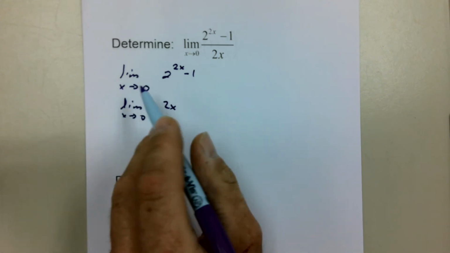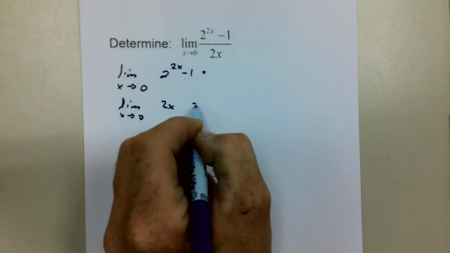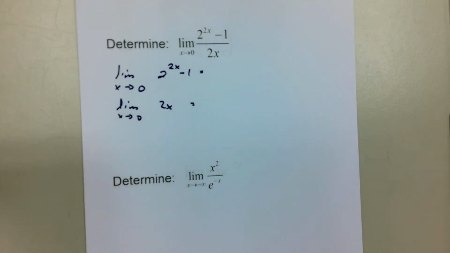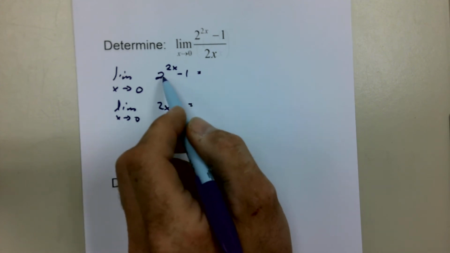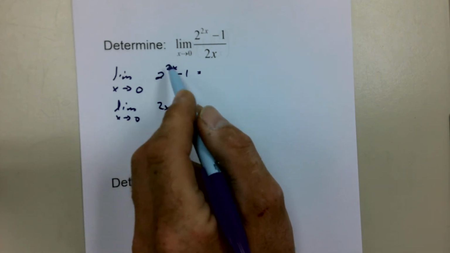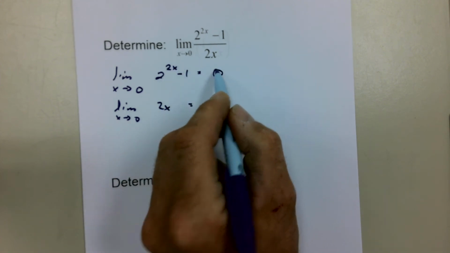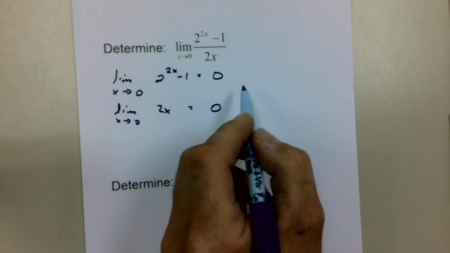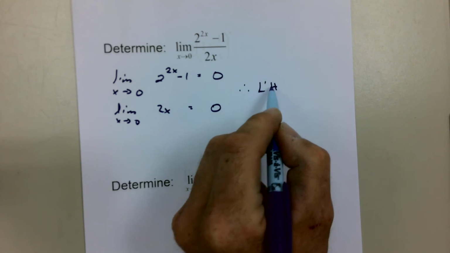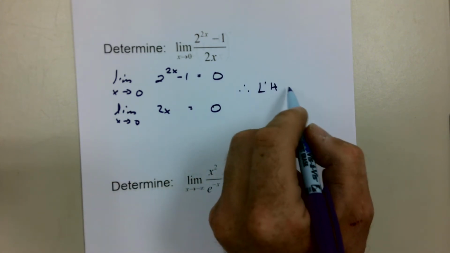Again, remember, we're going to show these two very important pieces to show that the limits are either 0 or infinity. So we have 2 to the 0, which is 1, minus 1 gives us 0. Plugging in 0 here, we get 2 times 0, which is 0. So therefore, L'Hopital's rule is going to apply.